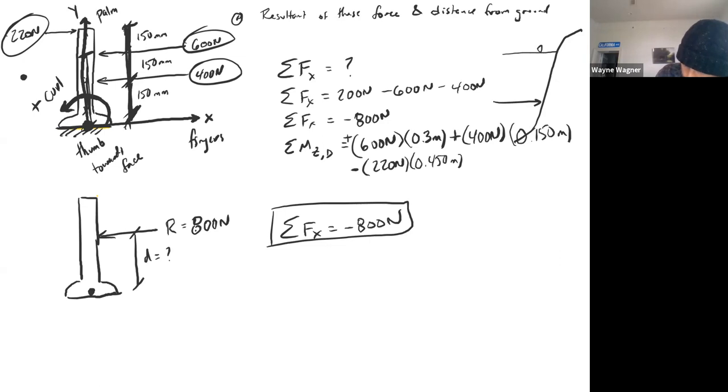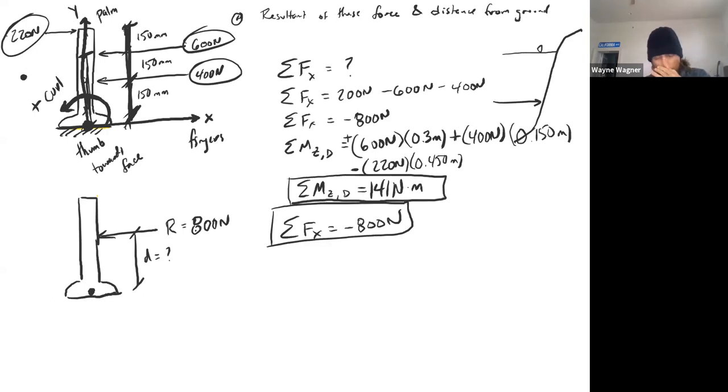So we could add all that up. Sum of the moments in the Z direction around point D. I'll just use a calculator real quick. 600 times 0.3 plus 400 times 0.15 minus 220 times 0.450 equals 141, and that's newtons times meters. So that's the net effect of all three of these at D.